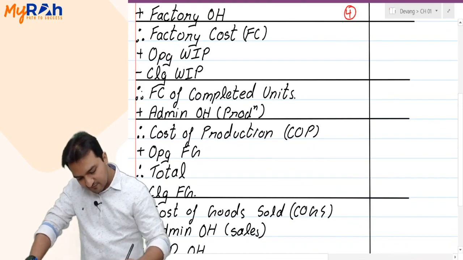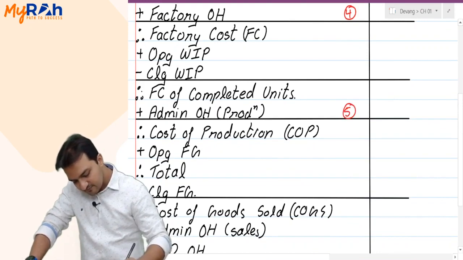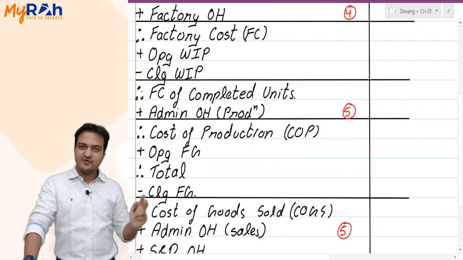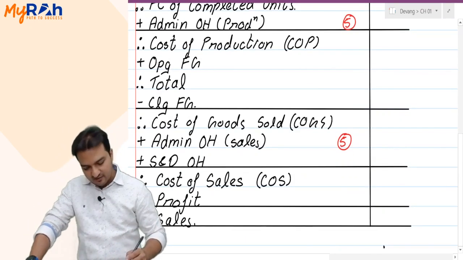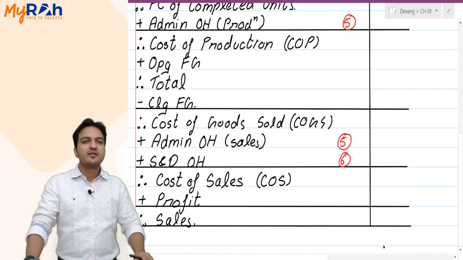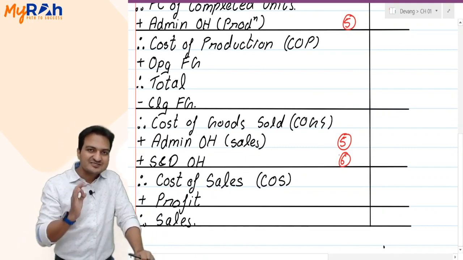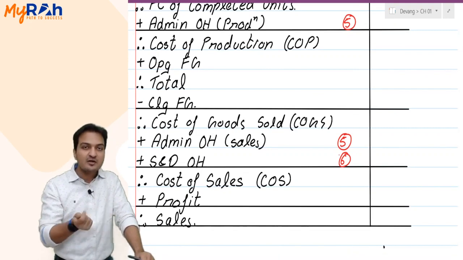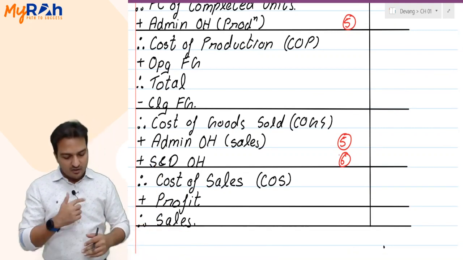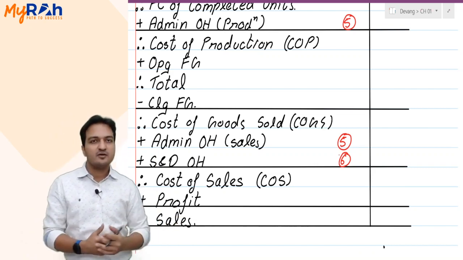Later I have admin overheads, but admin overheads itself is of two types. We'll tell you what is that later. And I have added number 6, selling overheads. So ultimately I have just added these 6 items of cost, but you see many other items also written in the format here. You see many other items also over here in the format.